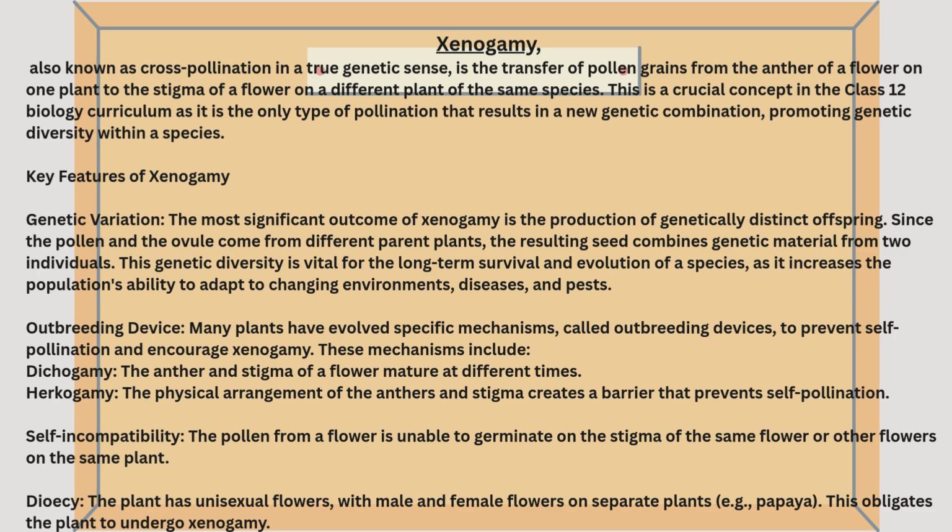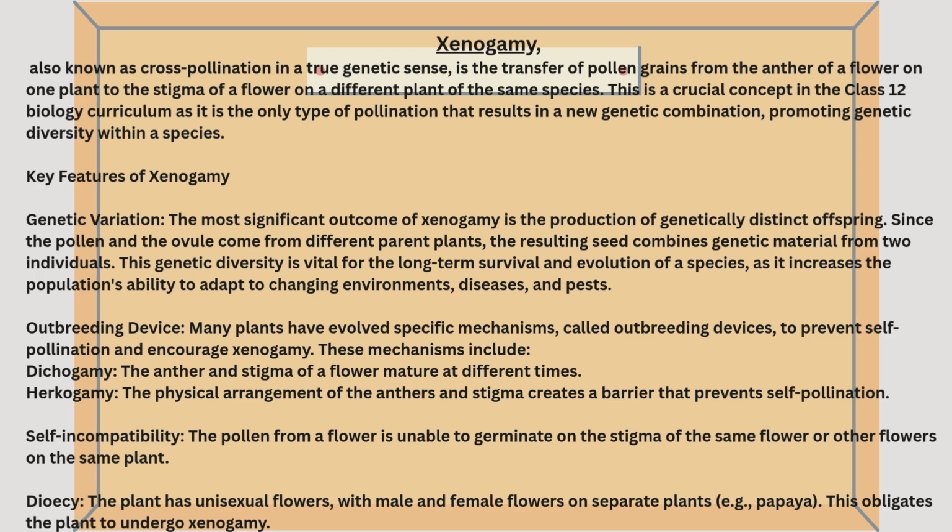The most significant outcome of xenogamy is the production of genetically distinct offspring, since the pollen and the ovule come from different parent plants. The resulting seeds combine genetic material from two individuals. Genetic diversity is vital for the long term survival and evolution of a species, as it increases the population's ability to adapt to changing environments, diseases and pests.